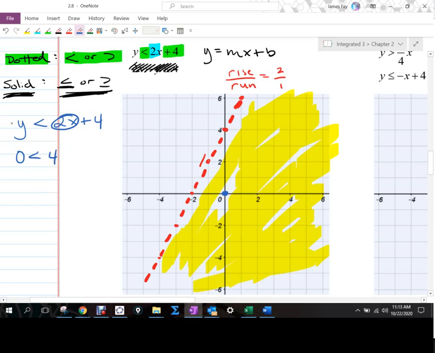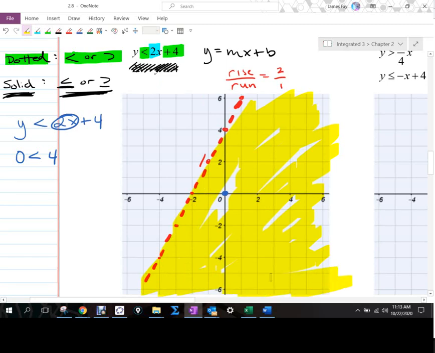So then I always get a statement, and I have to ask myself, is that true? Is 0 less than 4? Yes, it is. So what that tells me is that's the side of the line where 0, 0 was. That's the side of the line that you're going to color or shade. Okay? So 0, 0 is on the bottom here, so we go through and we shade over here.